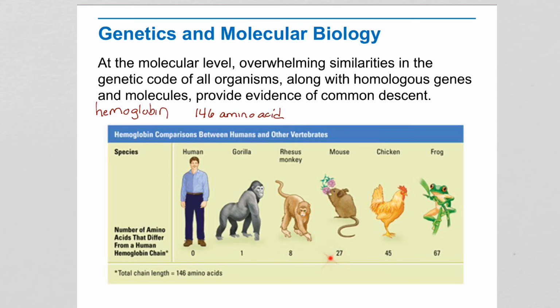A mouse, which is also further related to us, has 26 amino acids out of 146 that are different. Chicken has 45 out of 146 that are different. And the frog has 67 that are different in the amino acid sequence compared to humans. Again, this helps us place how closely related different species are to each other, based on how much the DNA or the protein structures are the exact same.